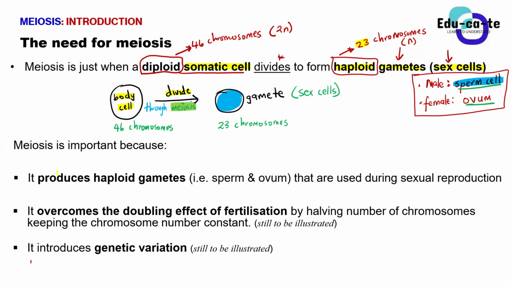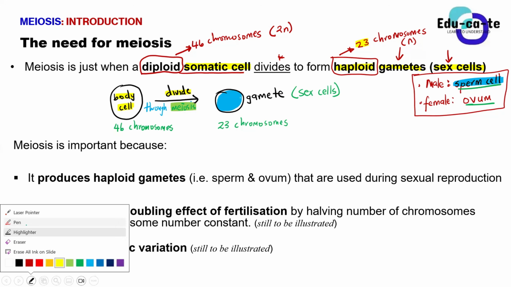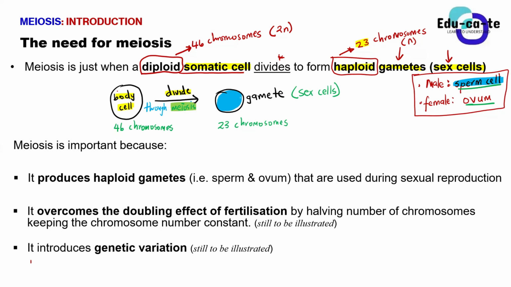So why is meiosis important? Because it produces haploid gametes. That's the first primary importance of meiosis, because meiosis happens so that a body cell can change into gametes. When I'm talking about gametes, it can be a sperm cell or an ovum, depending on the gender. If it's a male, it's a sperm cell. If it's a female, it's an ovum. So it produces haploid gametes, and these haploid gametes are used during sexual reproduction.